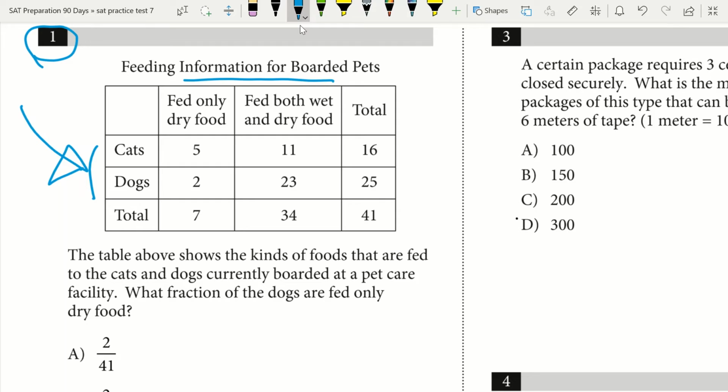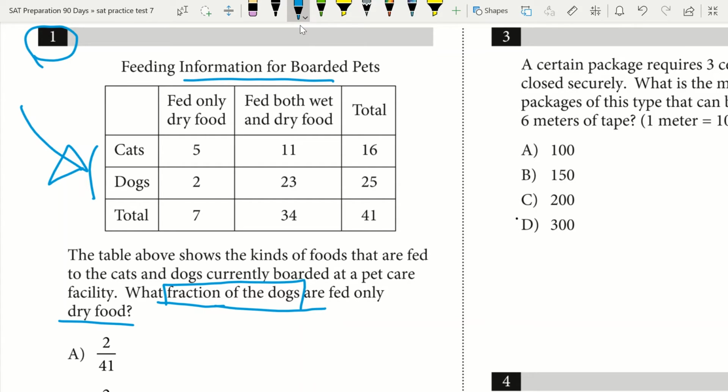The table above shows the kinds of foods that are fed to cats and dogs currently boarded at a pet care facility. What fraction of the dogs are fed only dry food? Okay, key thing here that jumps out to me right away. When I'm dealing with two-way tables, I'm generally asked about fractions or percentages or things like that. Now in this case, it's of the dogs only. What fraction of the dogs?